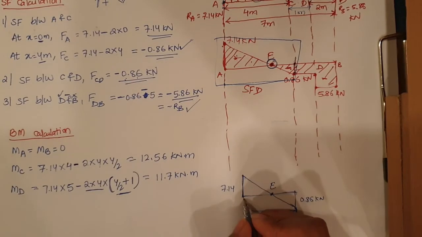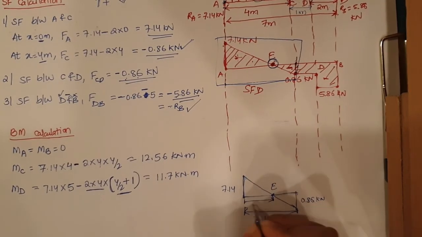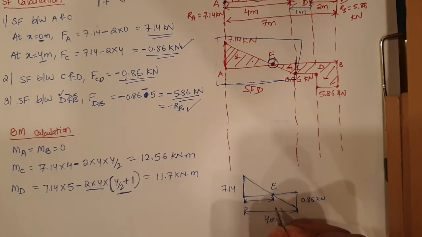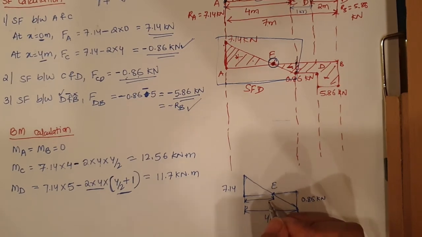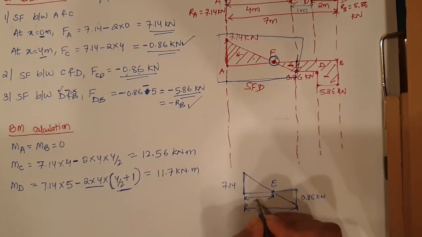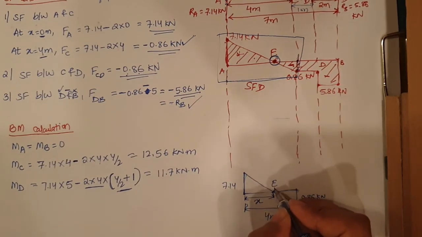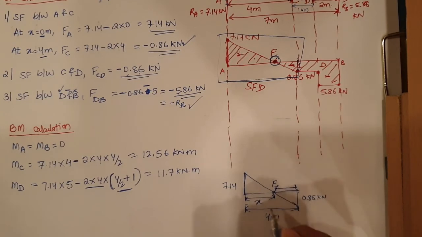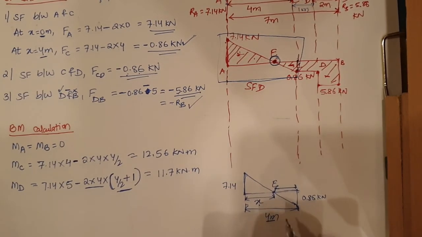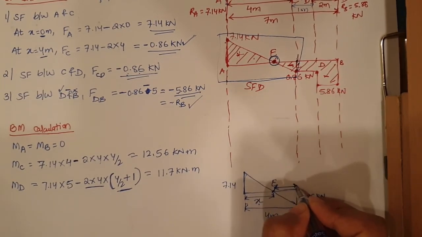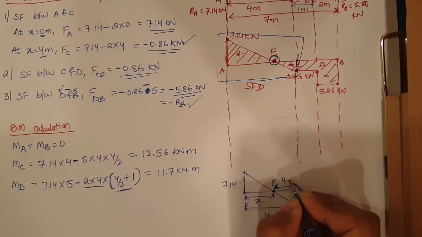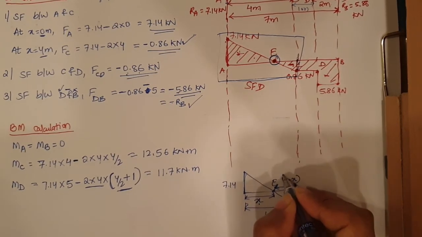Now we have to find this distance. If we get this distance, we can easily calculate the moment at E. So let us keep this distance as x. We don't know this distance right now. If this is x and the total distance is 4, how much will this distance be? It will be 4 minus x.